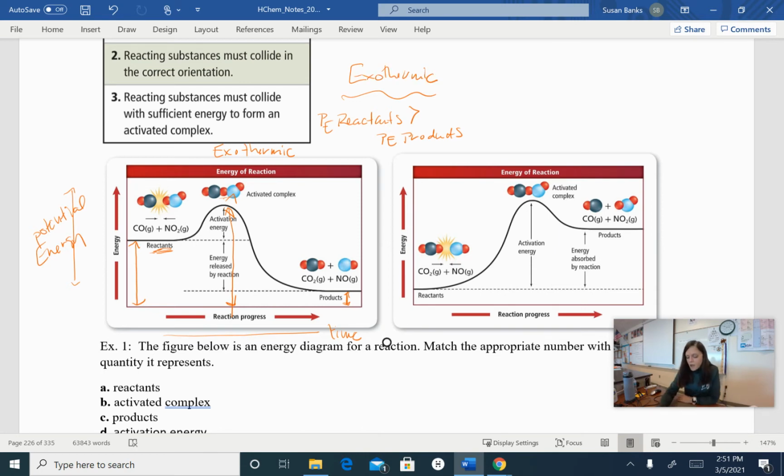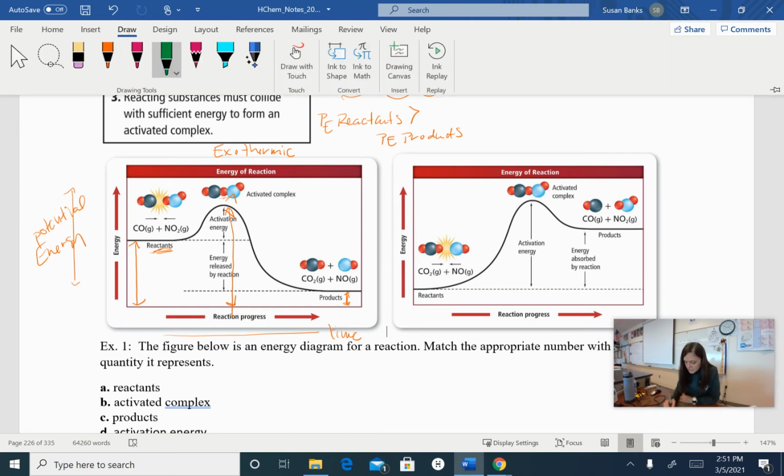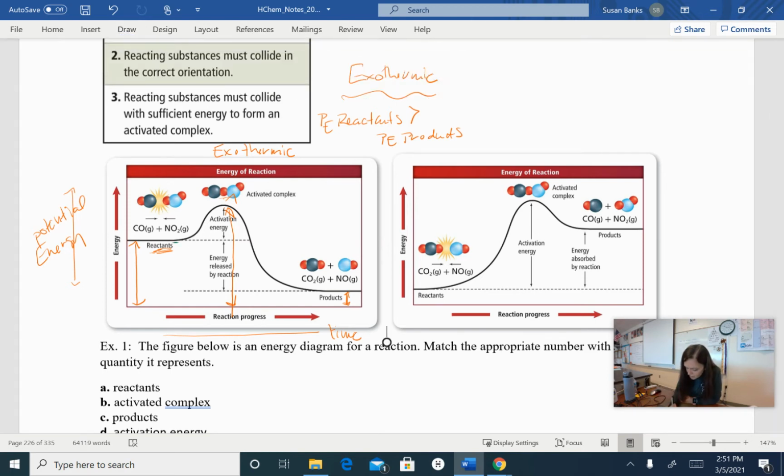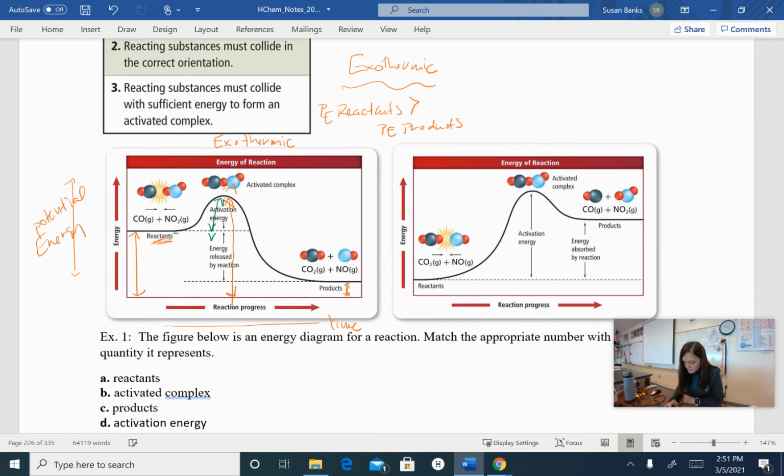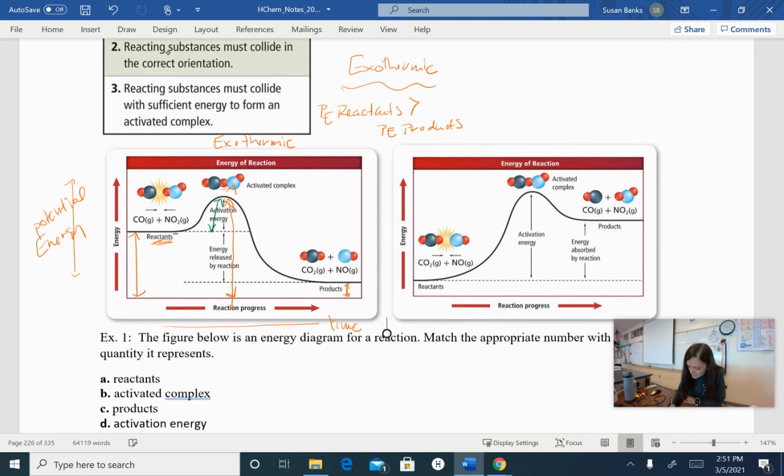Okay, also here, look at the energy that it takes to get from where our reactants are to that activated complex. Right there, that green line, this is our activation energy. Okay, so that green line is our E sub A. That's how much energy I've got to put into that system to even get that reaction to go, to even start.